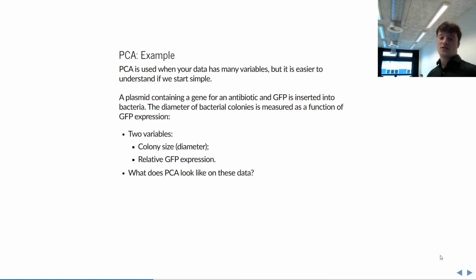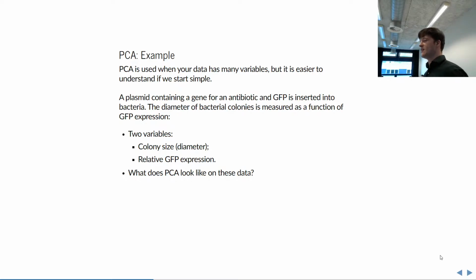Okay, so PCA is used when your data has many variables. So we don't ever use it for two-dimensional data sets, but this is just to see what's happening. So we're going to do PCA on a two-dimensional data set. So what is the setup here? Imagine that we have some plasmid containing a gene for an antibiotic and also GFP, so green fluorescent protein.